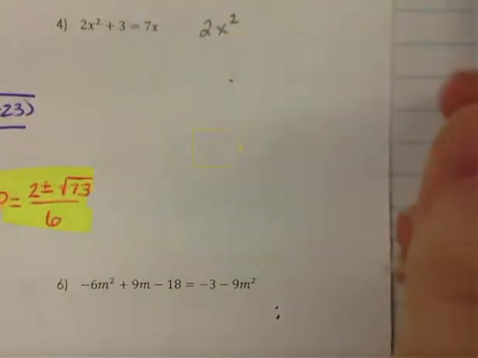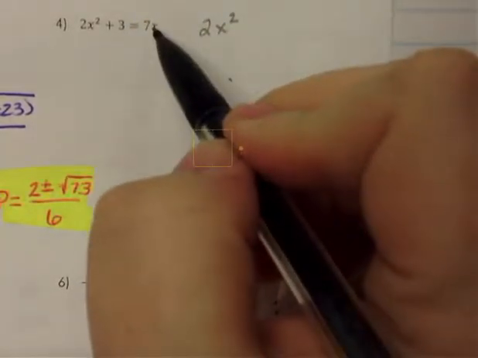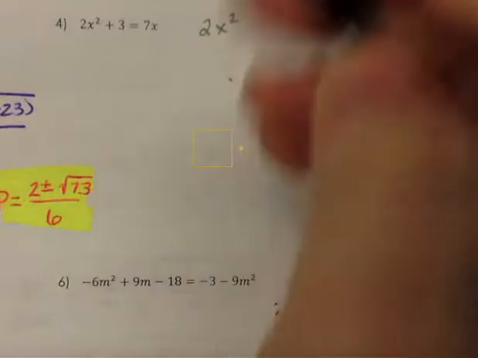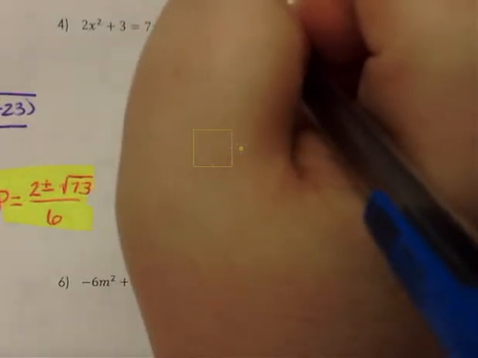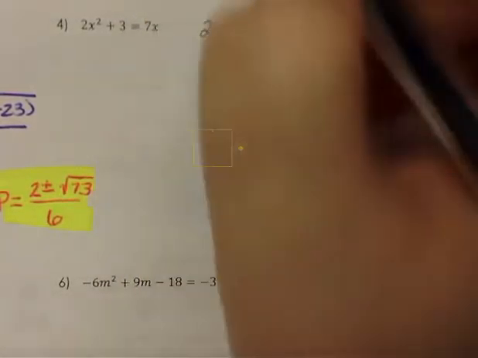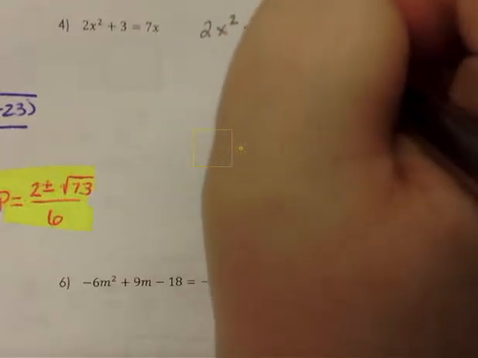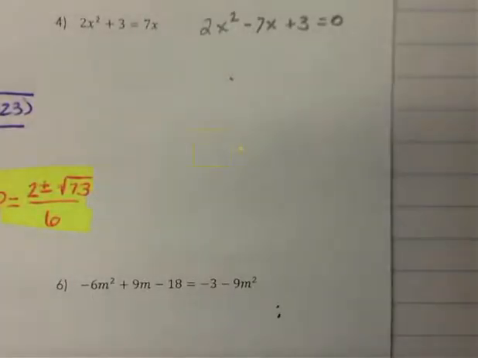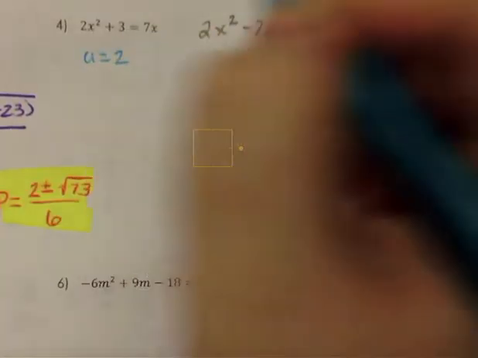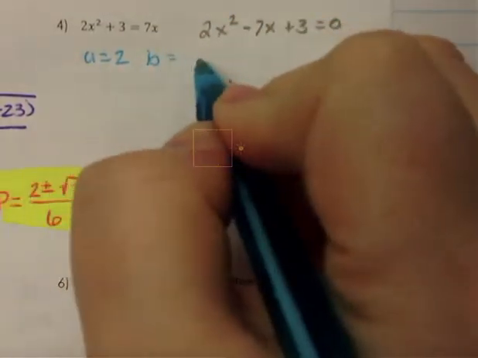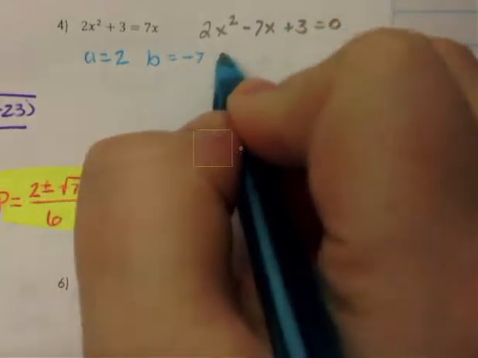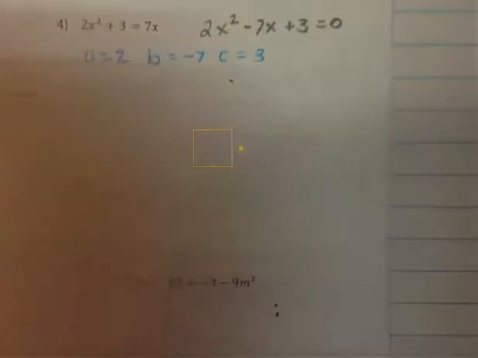We need our x term, which is that 7x, which needs to be on the other side, so we have to subtract the 7x. Then we want our constant, which is on the correct side, so it's just plus 3 is equal to 0. Our a value is equal to a positive 2. Our b value is equal to a negative 7. And our c value is equal to a positive 3.